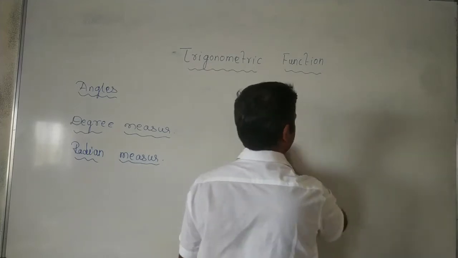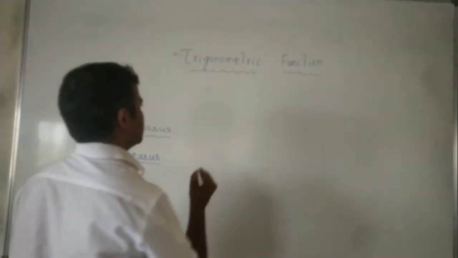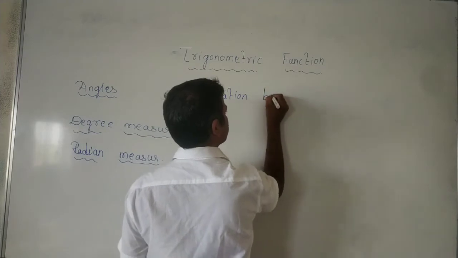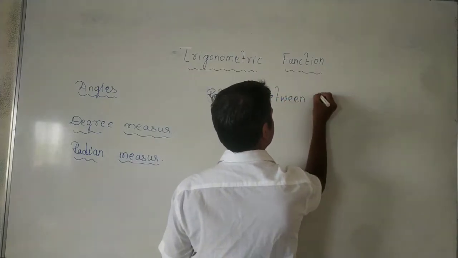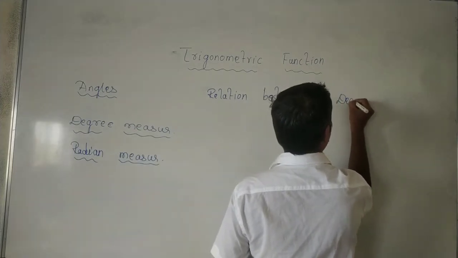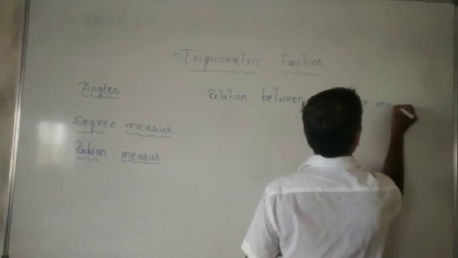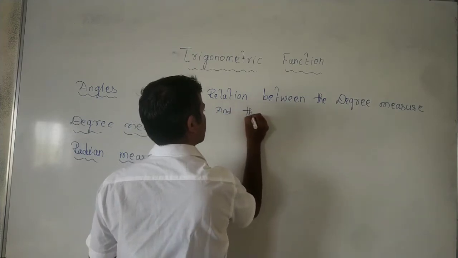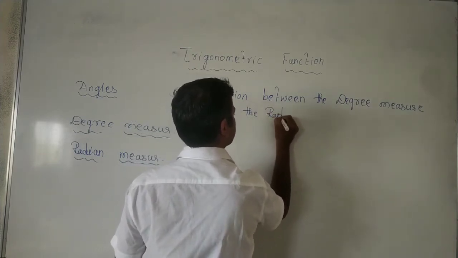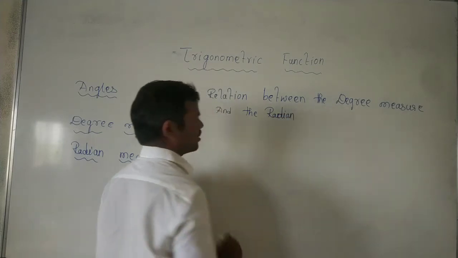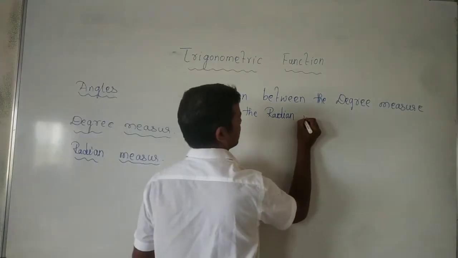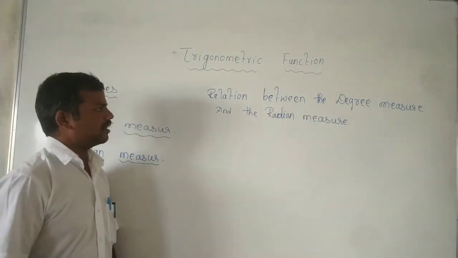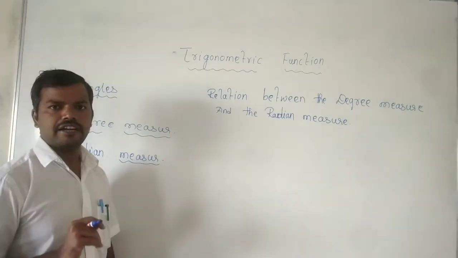So we can get the relation between the degree measure and the radian measure. Let me see the relation between them. The next point which we have to study is the relation between the degree measure and the radian measure.